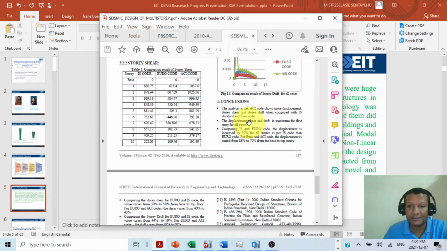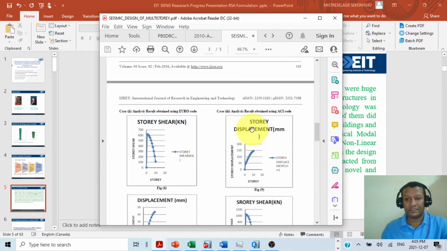For example, the analysis as per ACI code shows more displacement, story shear, and story drift when compared with the IS standard and the Euro code. The displacement, shear, and drift are maximum for the first story in all cases. Comparing the IS Indian code and Euro code, the displacement is increased by 50% for all stories as per IS code than Euro code. For Euro code and ACI code, the displacement varies from 88% to 70%. This is the output of this result.